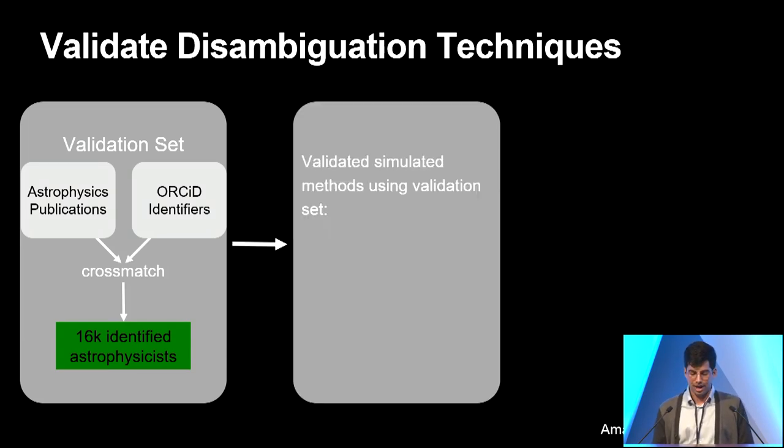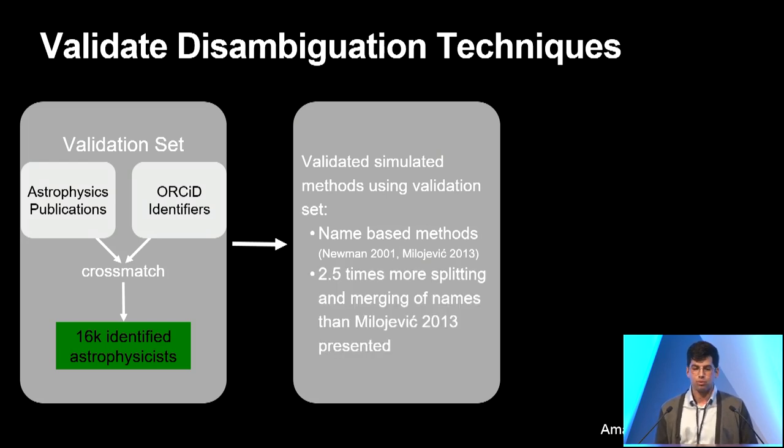And we then validated simulated methods, as a majority of author name disambiguation algorithms are either simulated with simulated identities or are unsupervised machine learning tasks. And we used our validation set to validate these name-based methods presented here. And we found 2.5 times more splitting and merging of names than was presented.